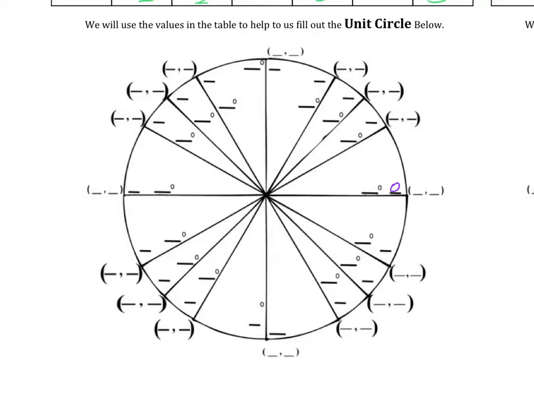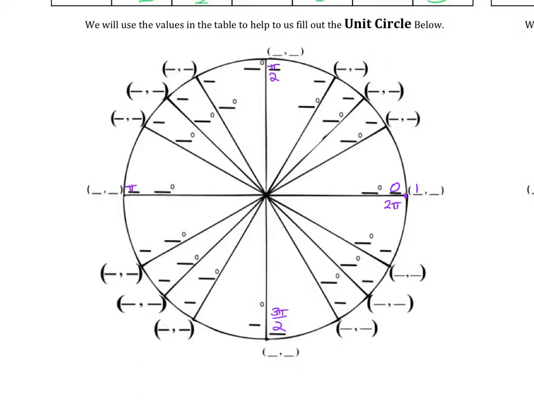So a couple things on here. Immediately we know this is 0, we'll do radians, 0 radians, and then 2 pi. So 0, and then up here is pi over 2, this is pi, and down here is 3 pi over 2.